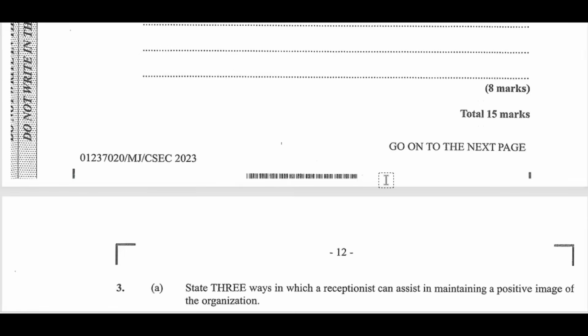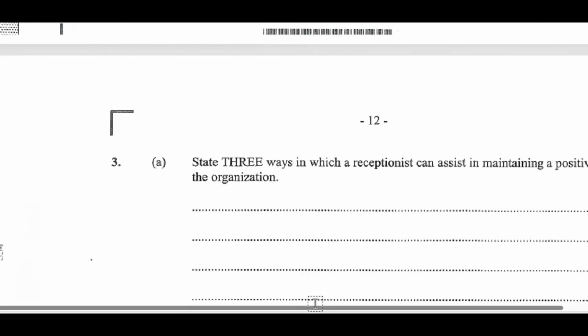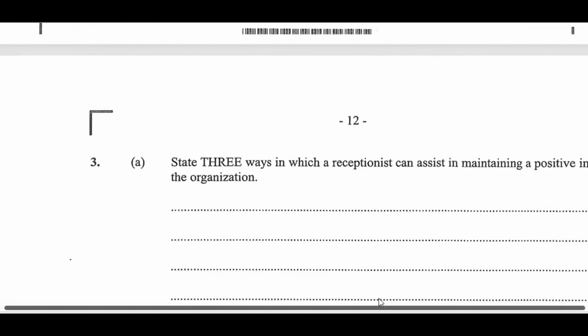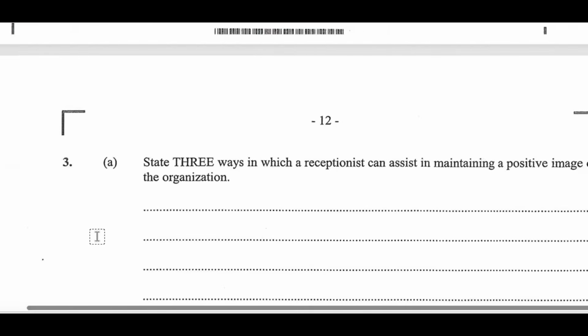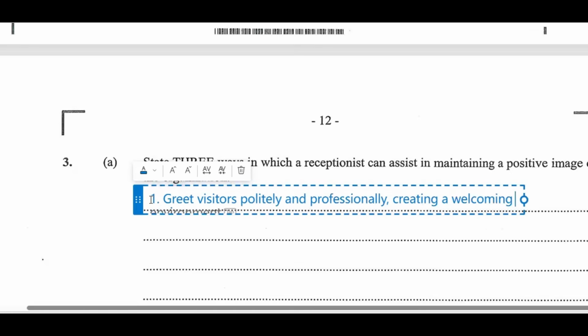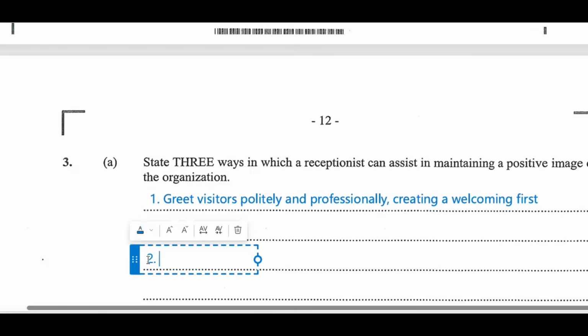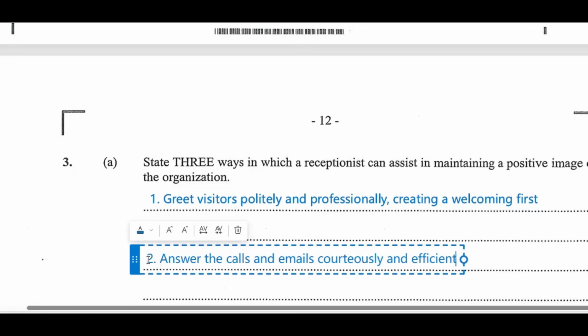Question 3, I believe. Yep. Right. State 3 ways in which a receptionist can assist in maintaining a positive image of the organization. 3 ways in which a receptionist can assist in maintaining a positive image of the organization. They can greet visitors politely, professionally. They can answer the calls and emails courteously and efficiently. This is so important.